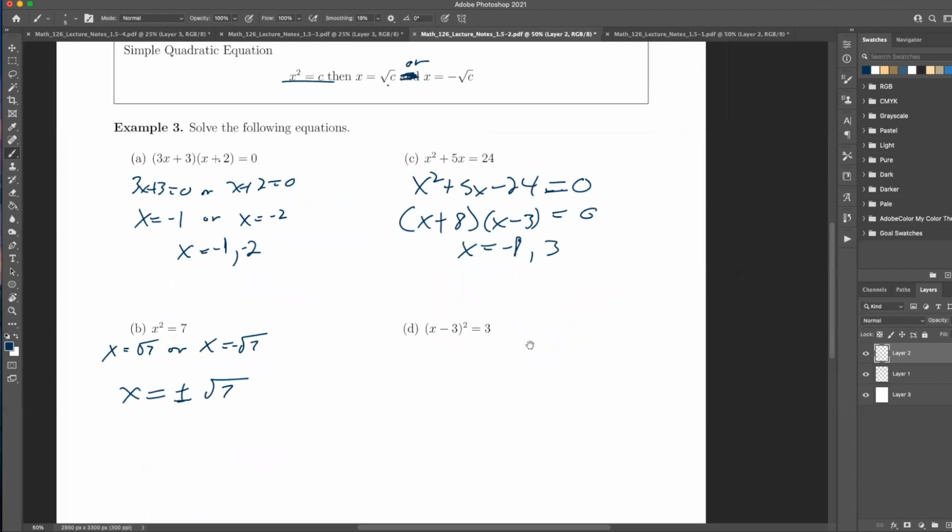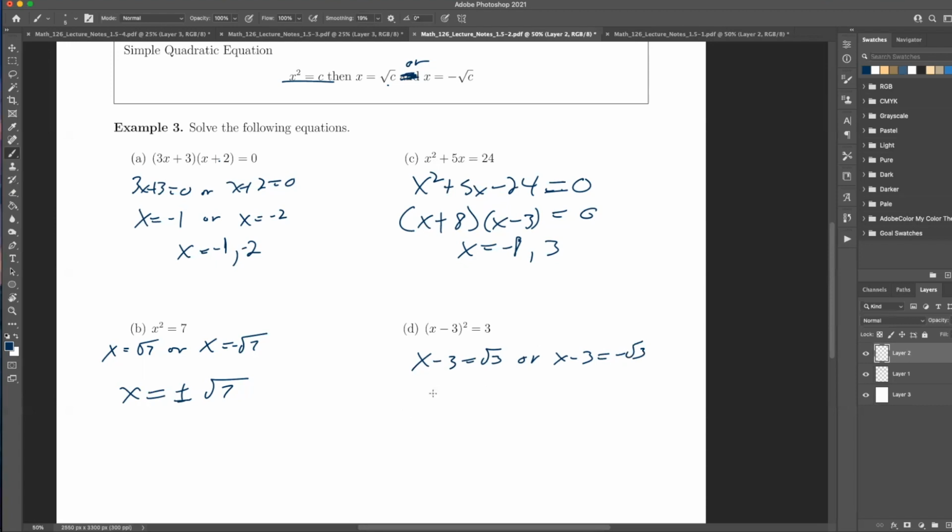Now here, now I can use this rule, since I have a square here, is I can have x minus 3 equal to the square root of 3, or x minus 3 equal to minus the square root of 3. So here I can actually perform the square root operation here. Another way of doing this is you can expand this out, move the 3 over, and then solve using the quadratic equation, but this just tends to be faster.